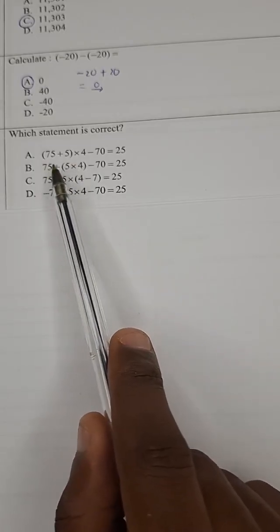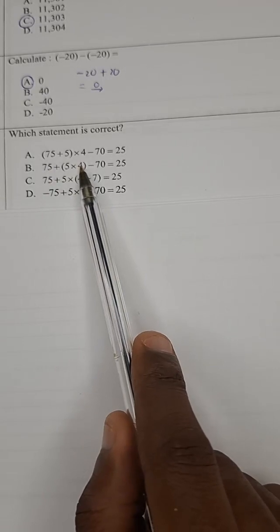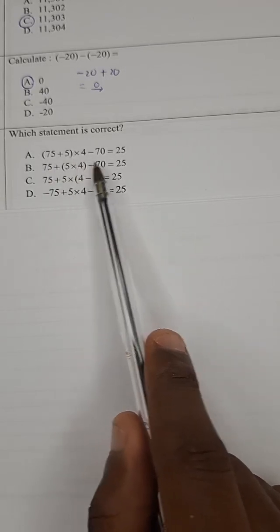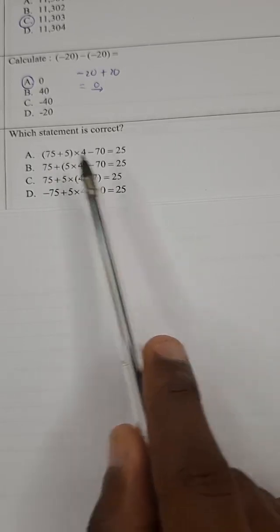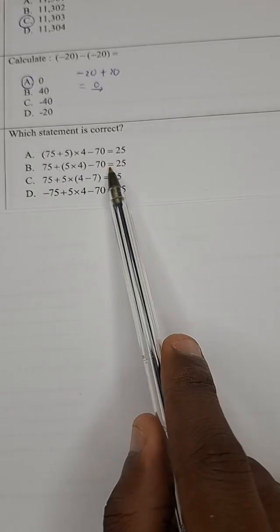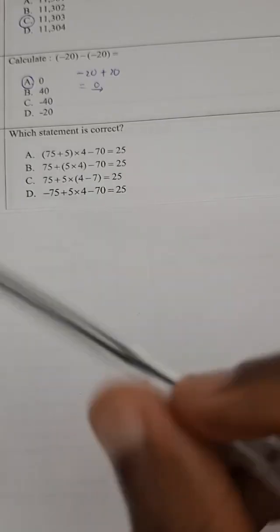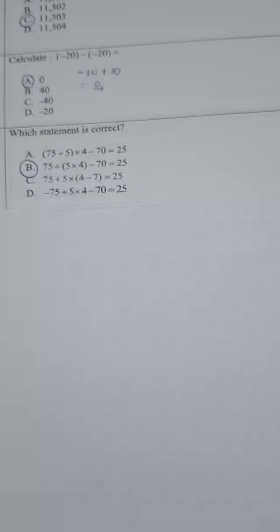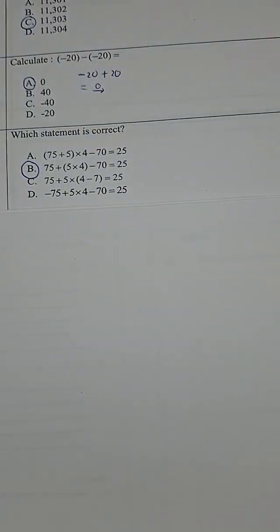75 plus 20 is 95. Then what is 95 minus 70? 95 minus 70 gives us 25. So B is most definitely the correct option.